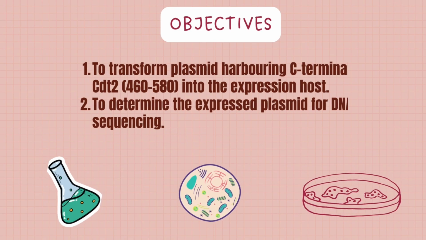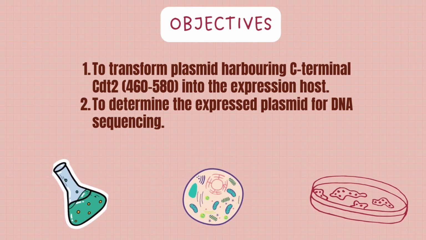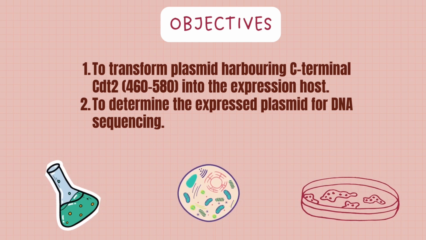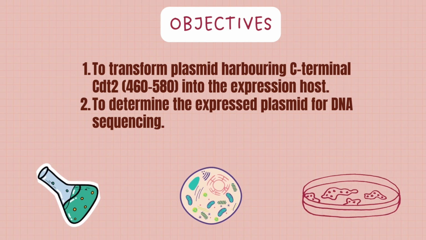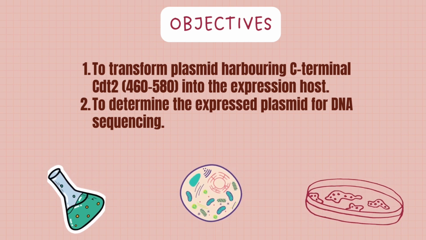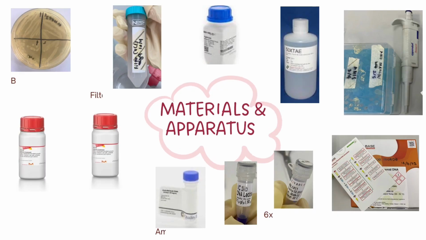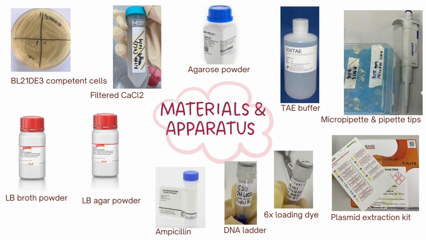Thus, this study aims to transform the plasmid harboring C-terminal of CDT2 460 to 580 DNA binding protein into the competent cell for further analysis. This study also aims to determine the expressed plasmid for DNA sequencing. These are the list of materials and apparatus used in this experiment.